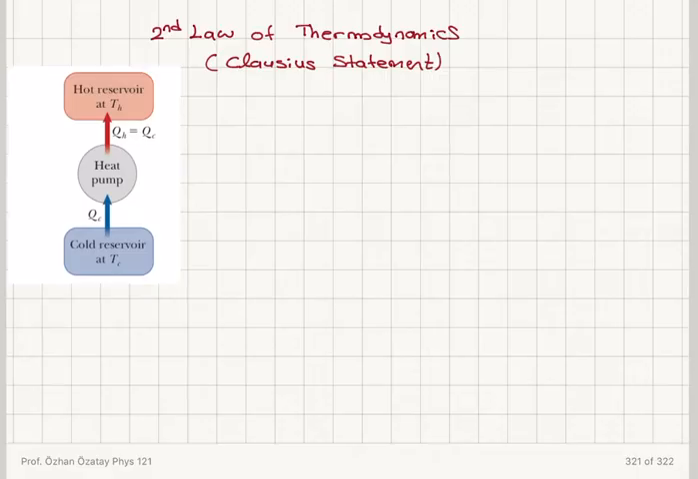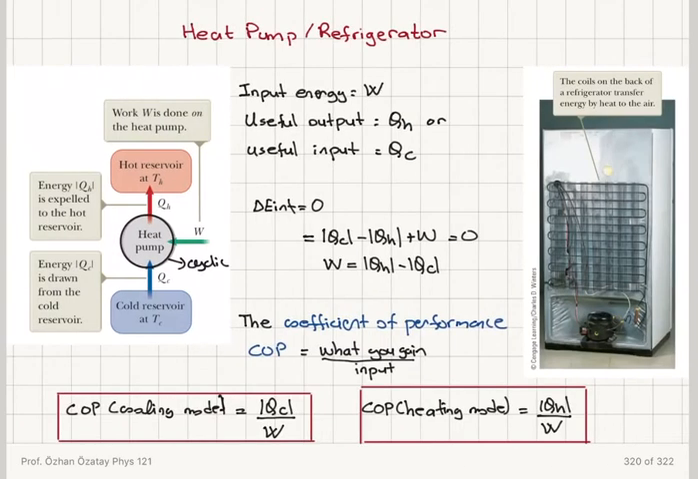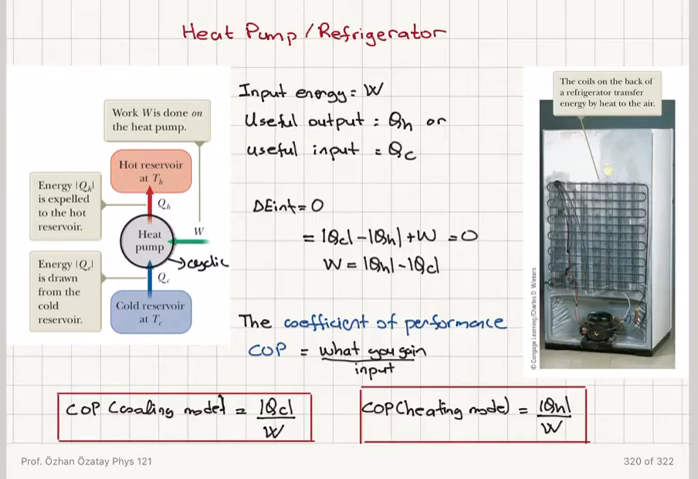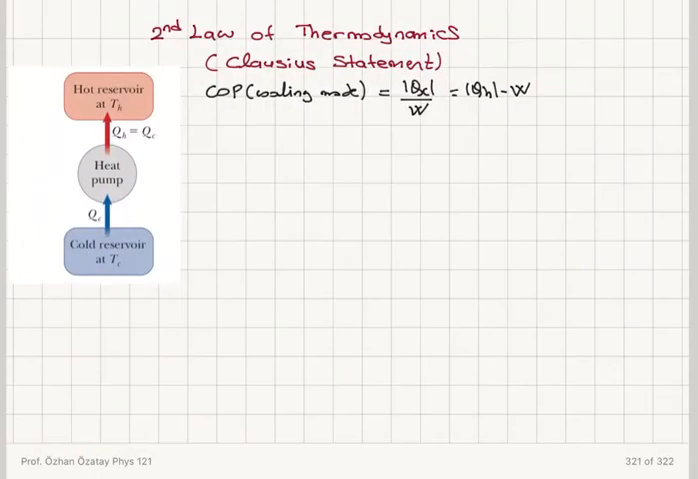Coefficient of performance in the cooling mode is QC divided by W, and I would like to have QC, which is QH minus W from my first law of thermodynamics, divided by W. So this will be equal to QH divided by W minus 1.